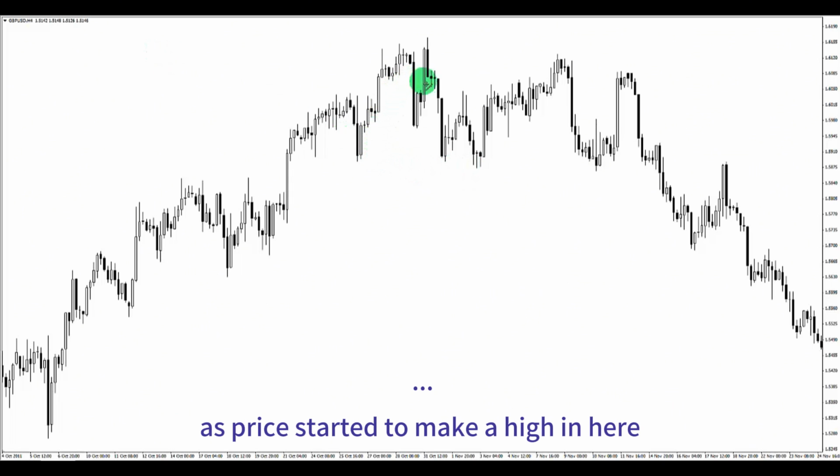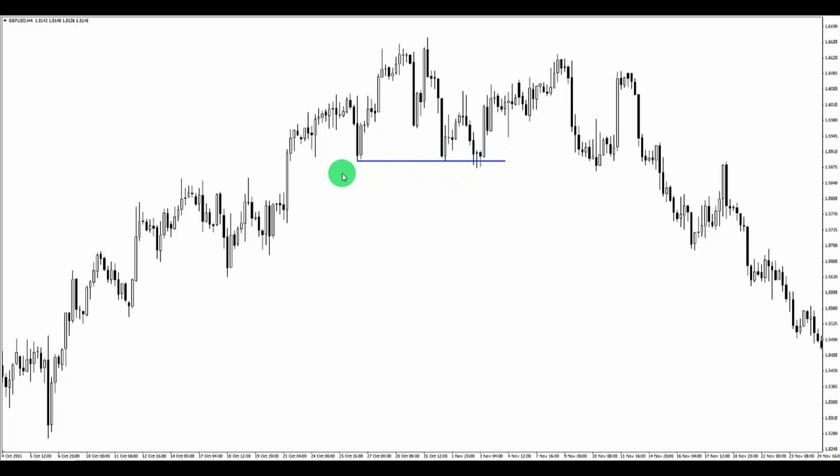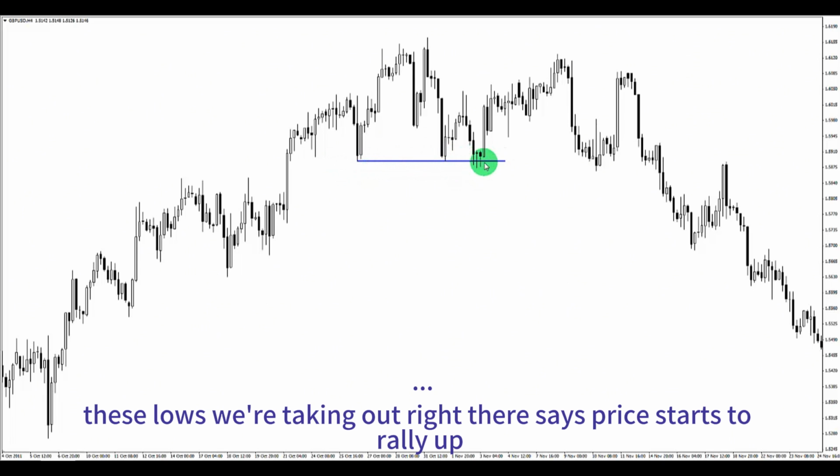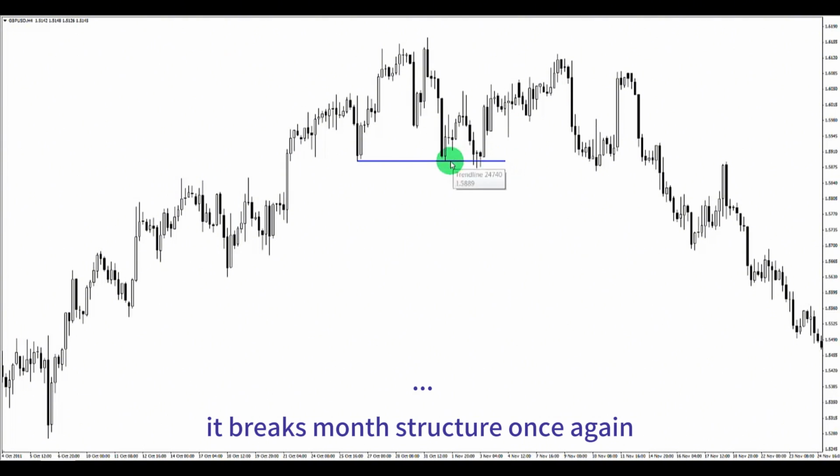As price started to make a high in here, it started breaking down market structure, as we see here. These lows were taken out right there. So as price starts to rally up and fails, when price fails here, it drives lower, it breaks market structure once again.